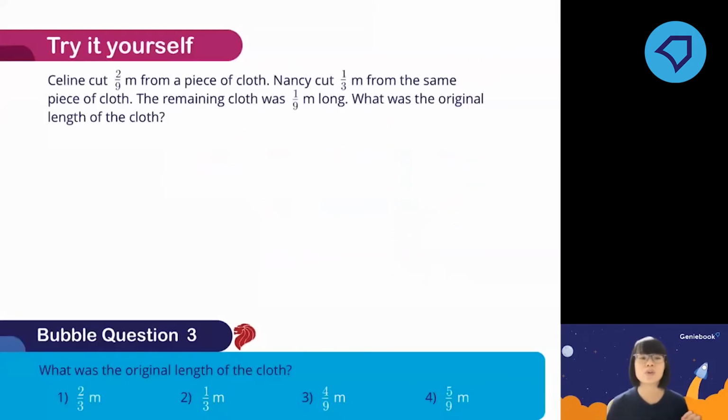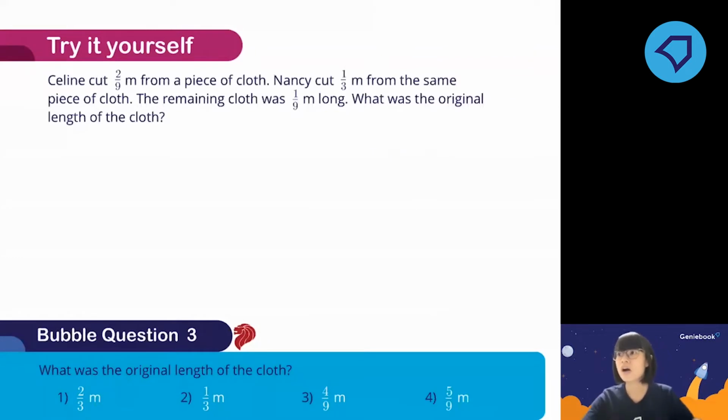Okay, so let's take a look over here. Celine cut 2 over 9 meter of a piece of cloth. Nancy cut 1/3 meter from the same piece of cloth. The remaining cloth was 1 over 9 meters long. What was the original length of the cloth? Okay, are you ready? You have 2 minutes to answer the question. Options launching in 3, 2, 1.